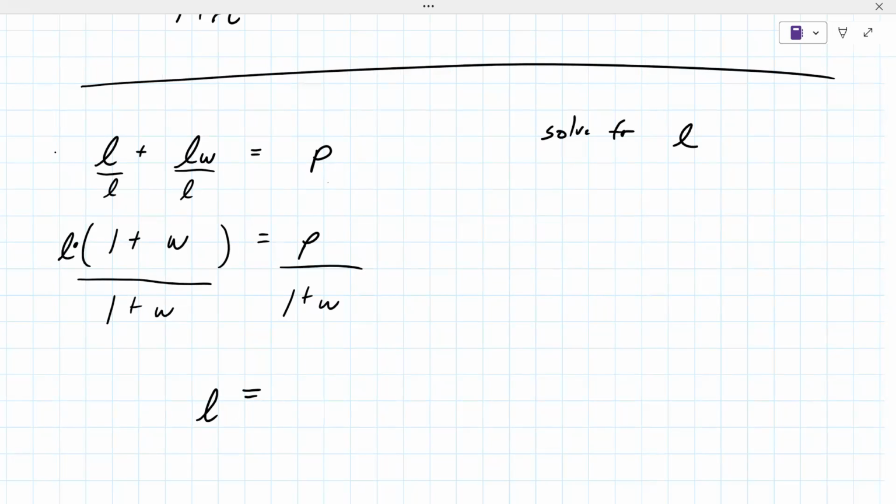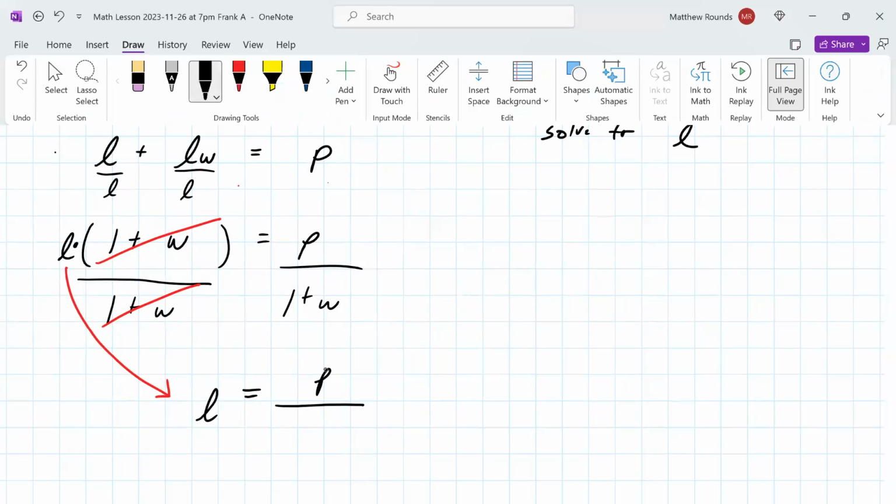L equals P divided by what? Are you seeing my screen? You're seeing my screen, right? Yeah, I'm seeing a screen. Okay, so the L comes down, right? These cancel. What is left over on the right? P over 1 plus W. 1 plus W, yeah.